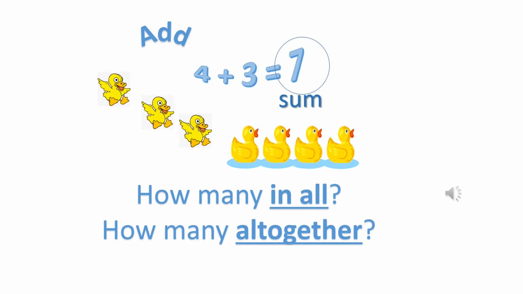Here's an example of an addition word problem. There are 4 ducks in the pond. 3 more fly in to join them. How many ducks in all? How many ducks altogether? We started with 4 and we add 3. There are 7 ducks in all. There are 7 ducks altogether.